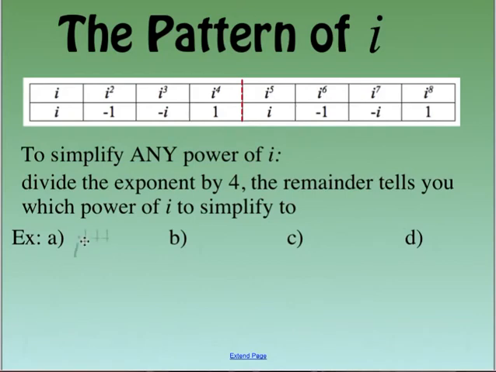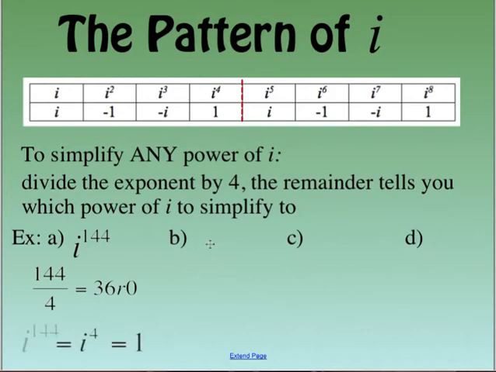If I asked you to simplify i to the 144th power, to simplify it, divide the exponent by 4. 144 divided by 4 equals 36, with no remainder left over. 4 goes into 144 evenly. And so since there is no remainder, that means that i to the 144th is the same thing as i to the 4th power, which equals 1.